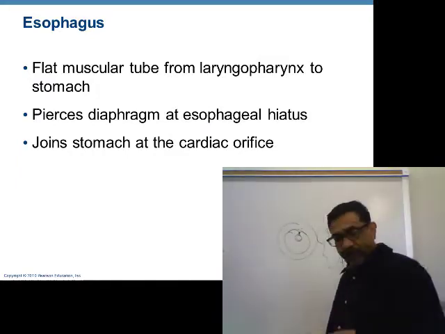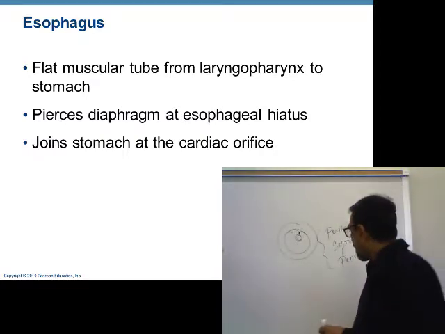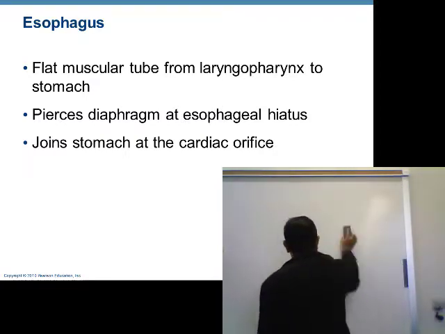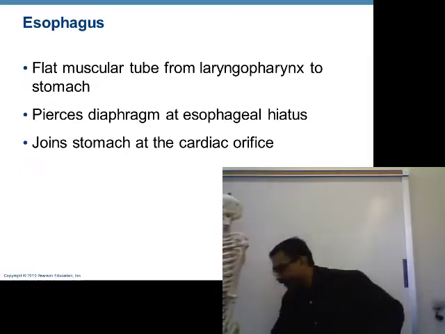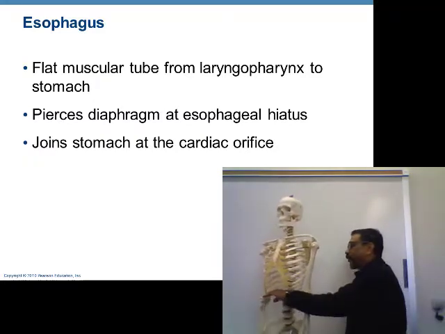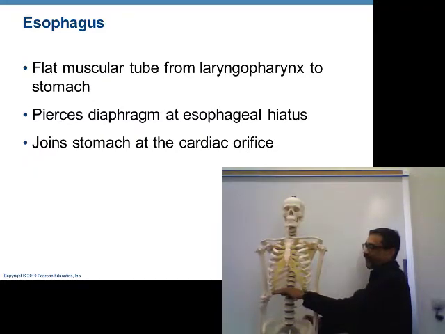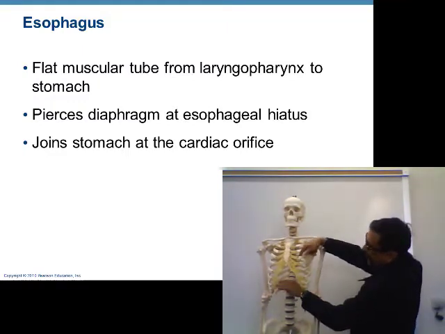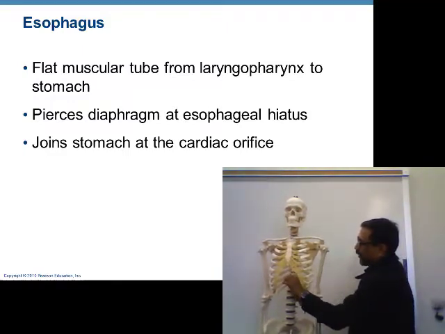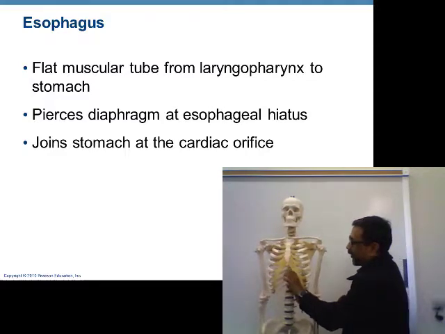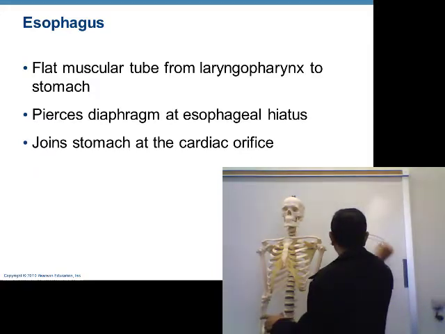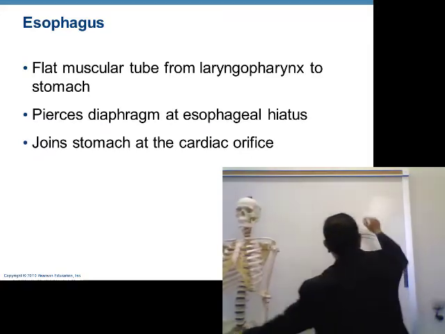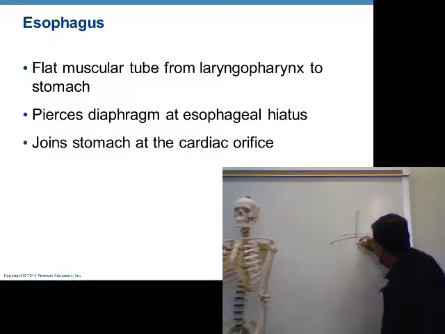And esophagus pierces through the diaphragm, because you know that diaphragm is the muscle that separates the thoracic and abdominal cavity. So your diaphragm is here, right? So esophagus passes through the diaphragm and then enters into the stomach. Your stomach is here. Okay. So this is the diaphragm. This is the esophagus, and this is the stomach, right? Like this.